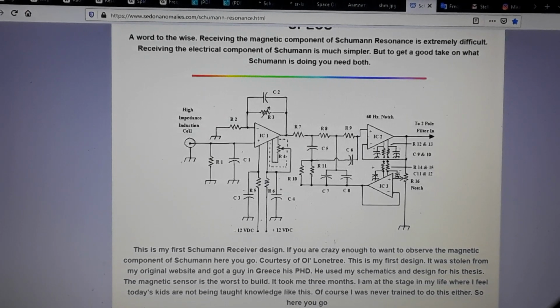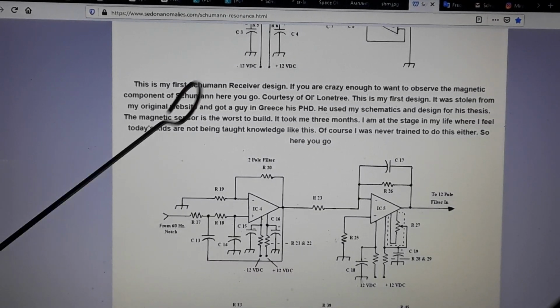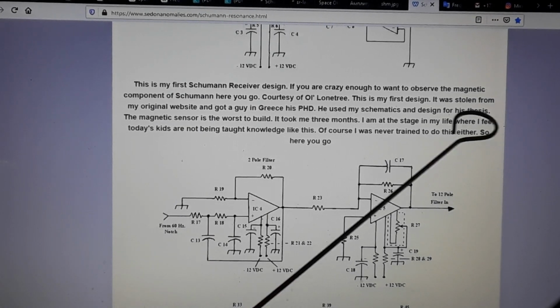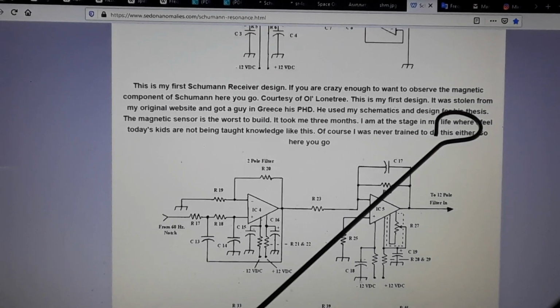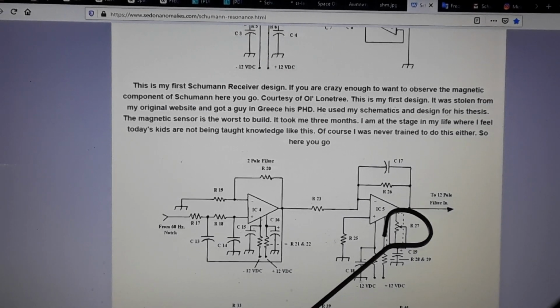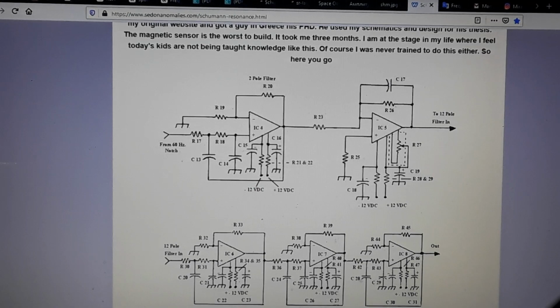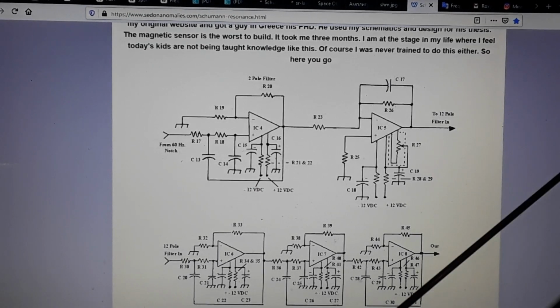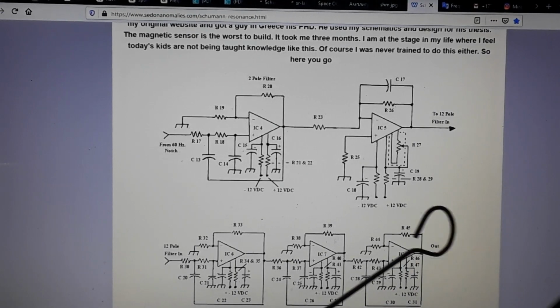All right. So this is my first Schumann receiver design. If you are crazy enough to want to observe the magnetic component of Schumann, here you go. Courtesy of old Lonetree, this is my first design. It was stolen from my original website by a guy in Greece. He used my schematics and design for his thesis in Greece. The magnetic sensor is worse to build. It took me 3 months. I am at a stage in my life where I feel today's kids are not being taught knowledge like this.